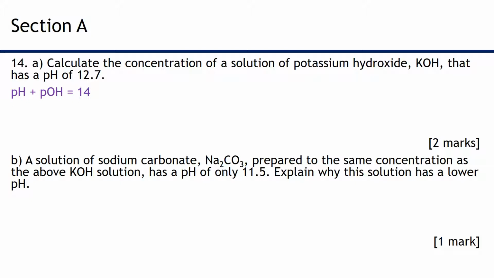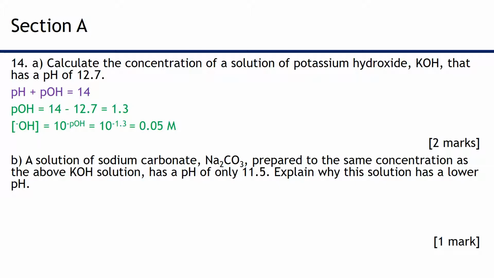So we want to find the pOH really of this solution first. To find pOH, we're going to do 14 minus 12.7, and that will give us 1.3. We can then find the concentration of hydroxide, which will be the same as the concentration of potassium hydroxide, as potassium hydroxide is a strong base. We can do 10 to the power of minus pOH, so 10 to the power of minus 1.3 gives us a value of 0.05 molar as the concentration of this potassium hydroxide here.